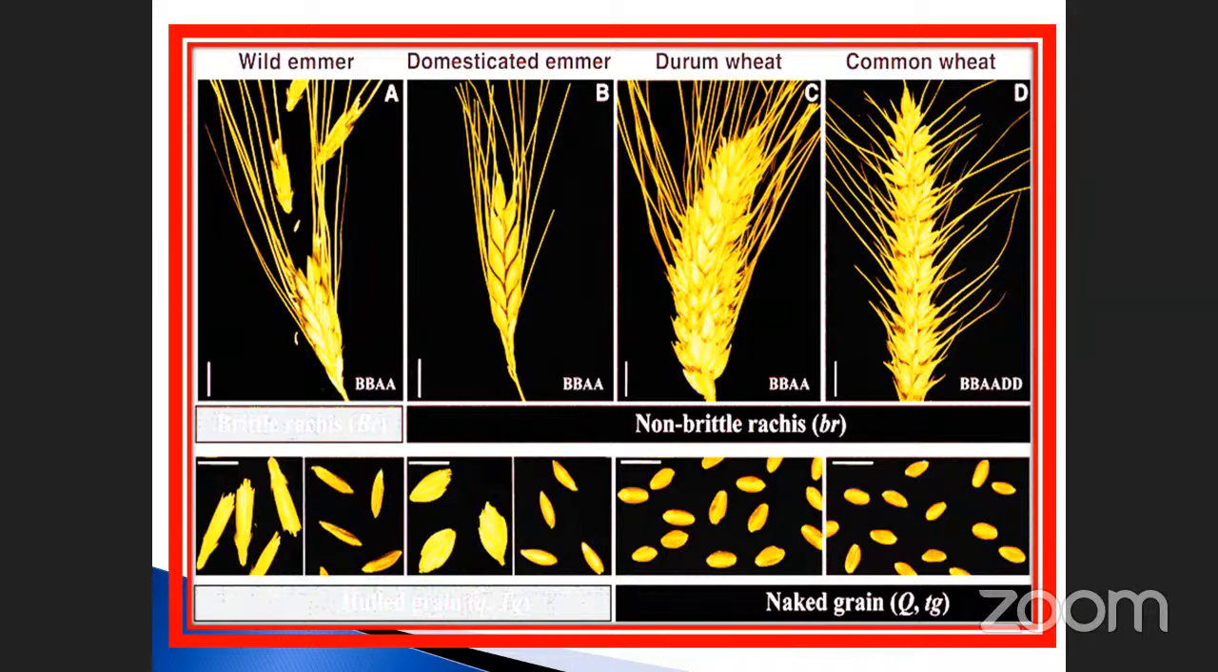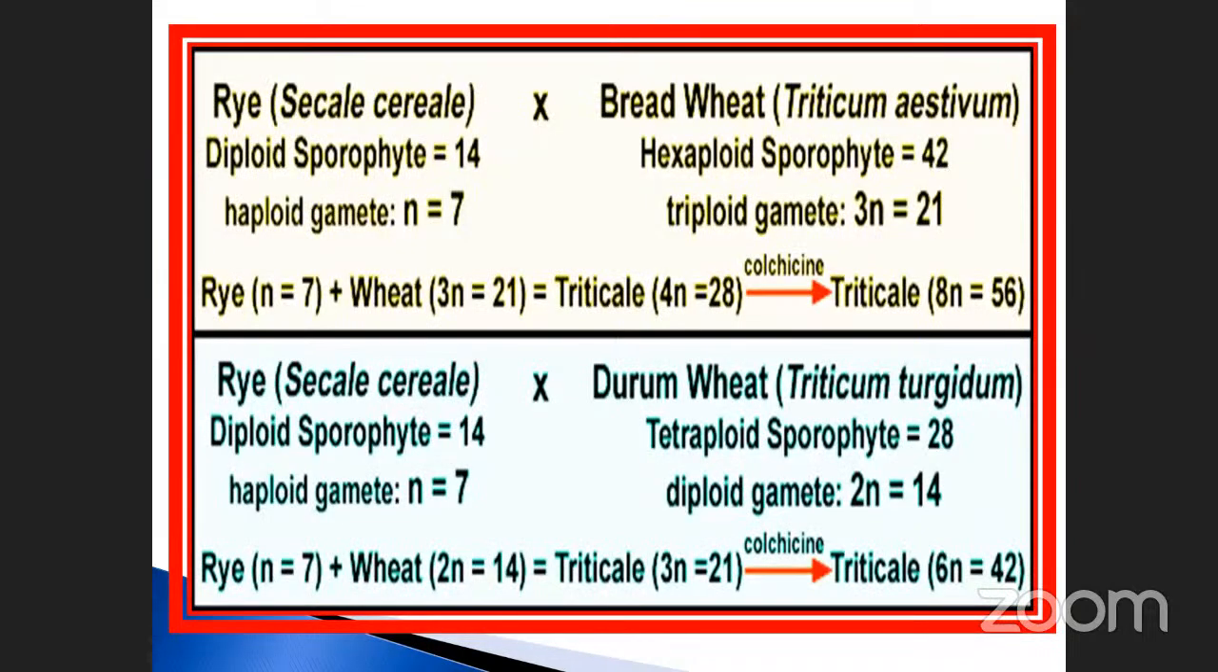So what is the next one? See here, rye, Secale cereale, we already discussed it, and Triticum aestivum. Both have chromosomes. Crossing these two, the haploid gamete is 7. If it is doubled, it is 14. Rye has 14 chromosomes, which is also a diploid nature. In the gamete, 7 is there, just like 46 divided into 23 in human beings.